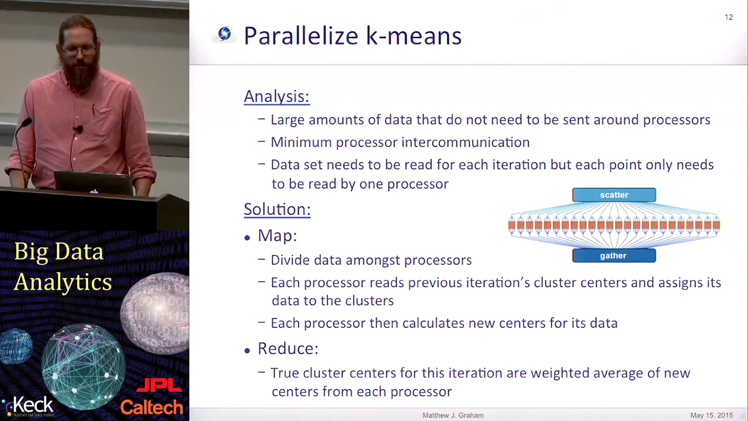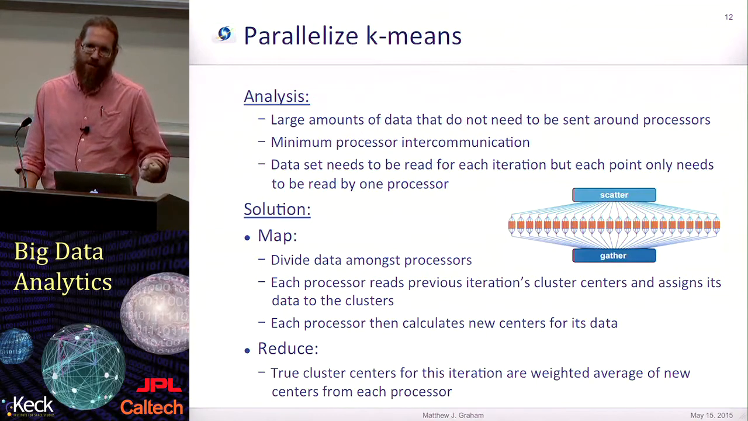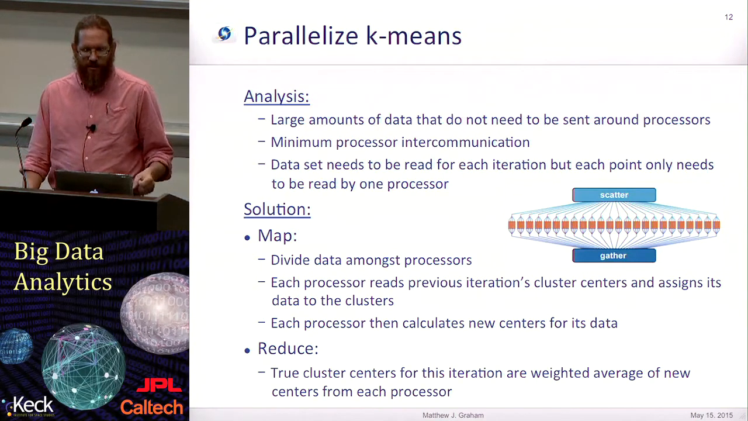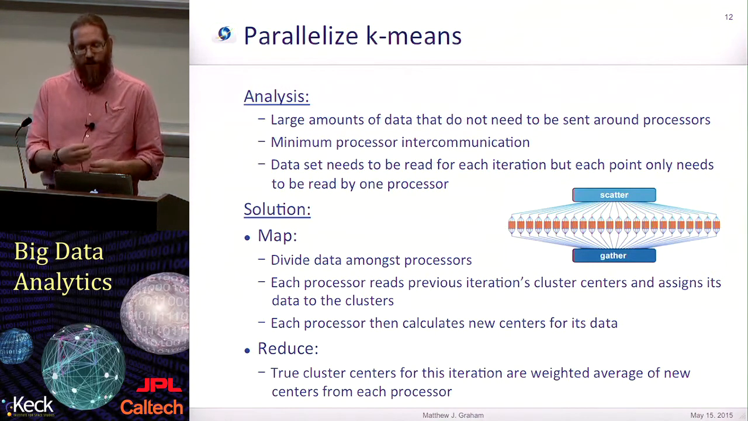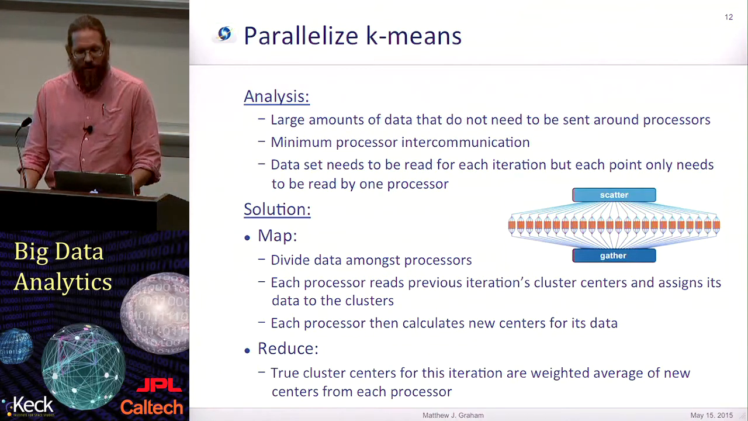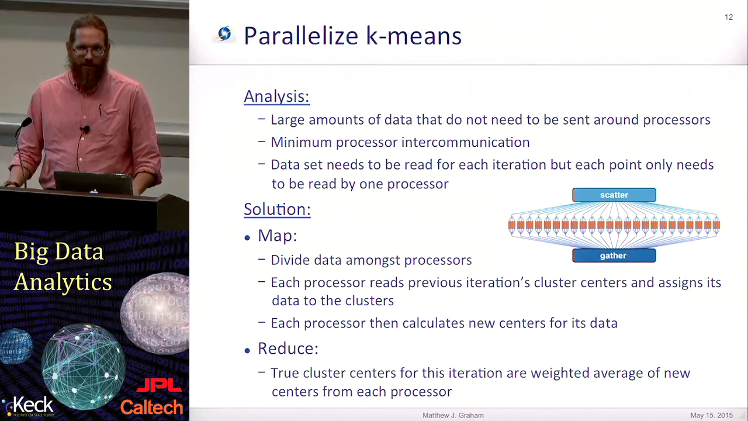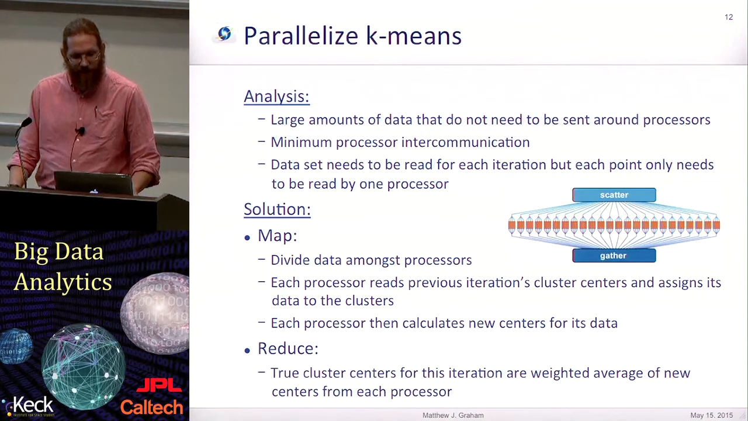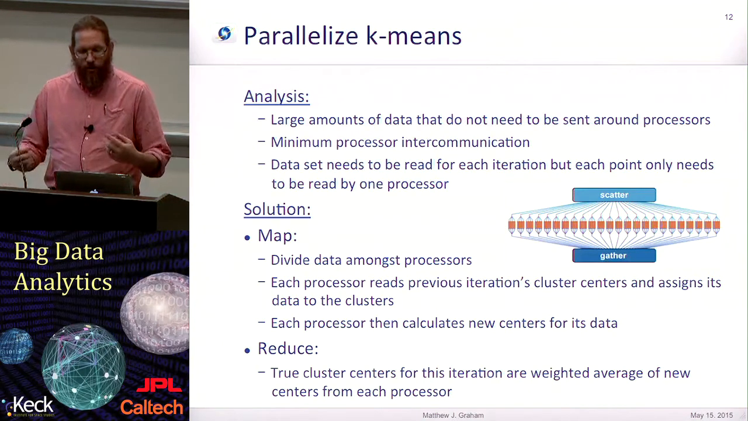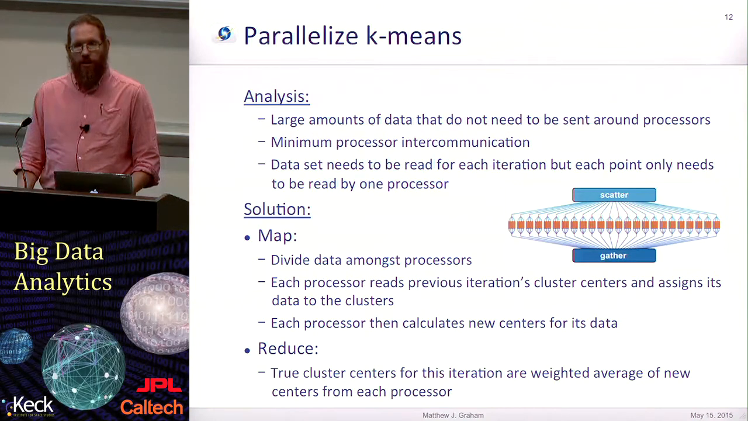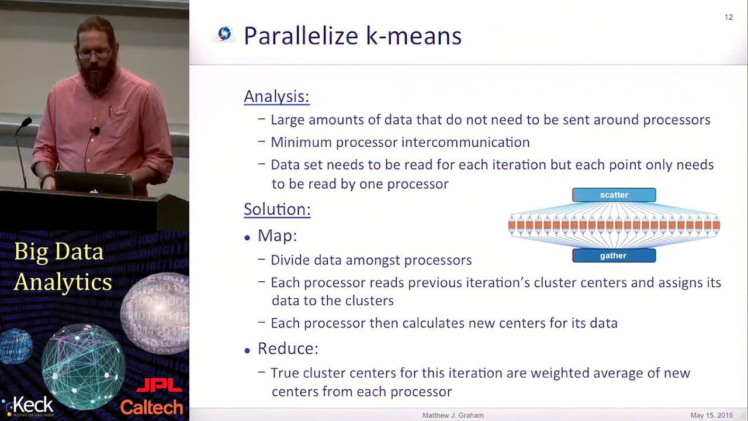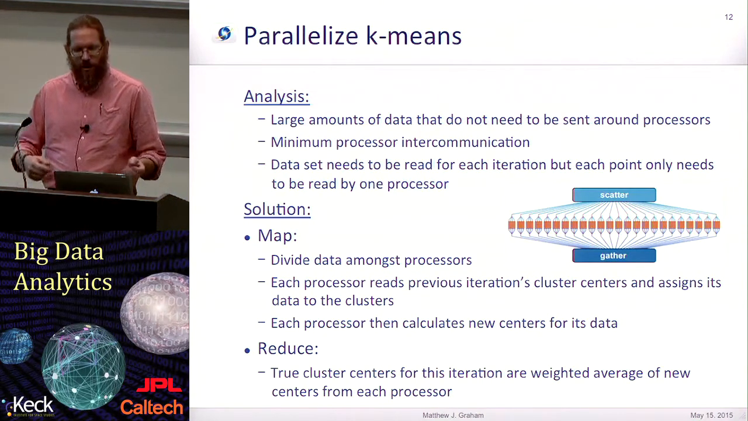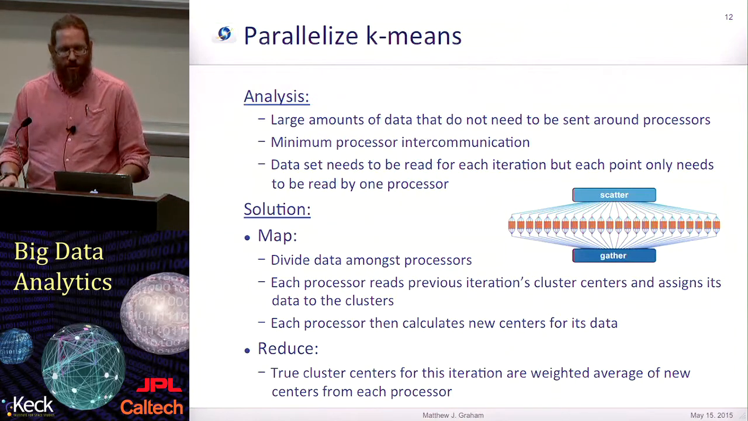Each processor will read the previous iteration's cluster centers, so that's the piece of information that needs to be persisted, and assigns the subsample of data that it's working with to those clusters. Each processor will then calculate the new centers for its data, and then you aggregate the results of each of those 1,000 processors, doing a weighted average to give you the true cluster centers, which is the information you persist over to the next iteration. And you would then reiterate again with those as the new cluster centers that you would run through.